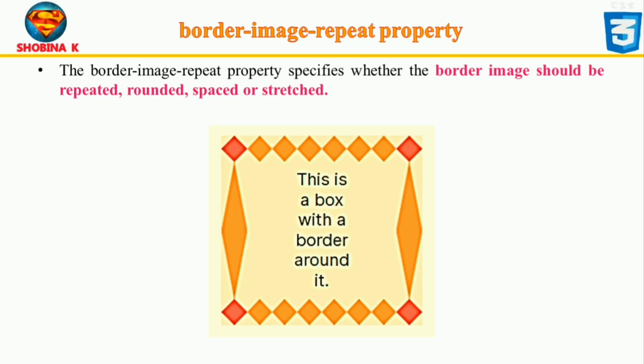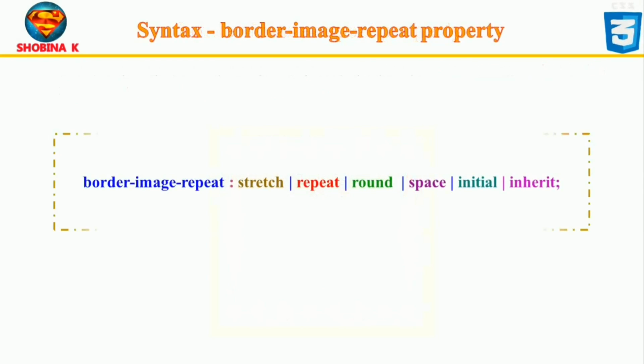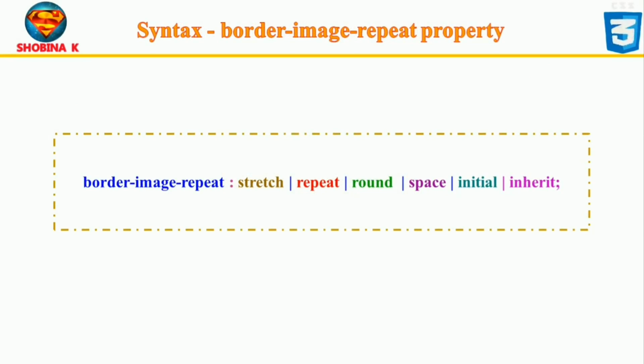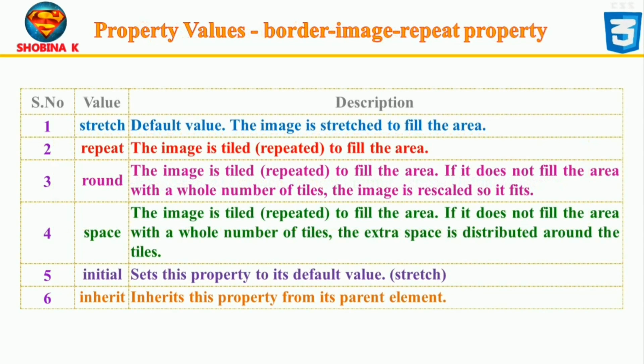When only 1 value is specified, it is applied to all 4 sides. When 2 values are specified, the first value is applied to top and bottom, and the second value is applied to left and right. The formal syntax for border image repeat property. The initial value is stretch, which stretches the source image to fill the available space where possible.